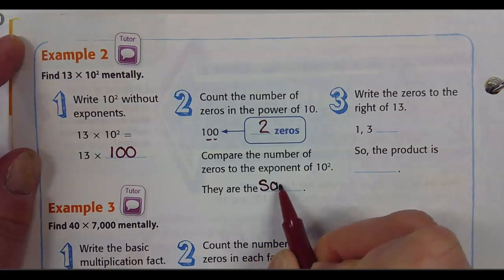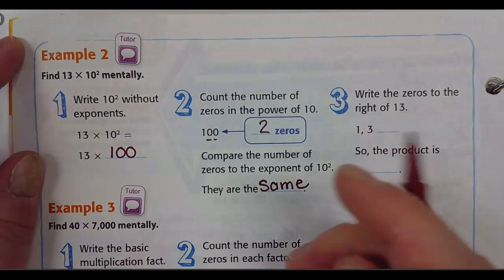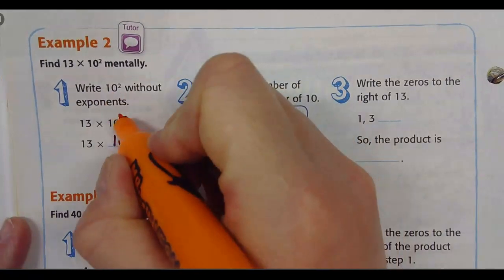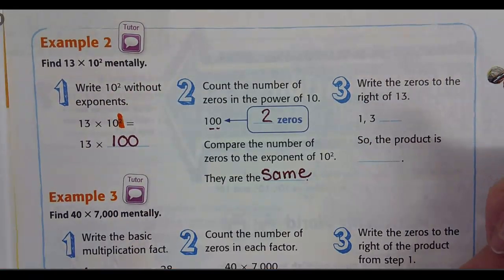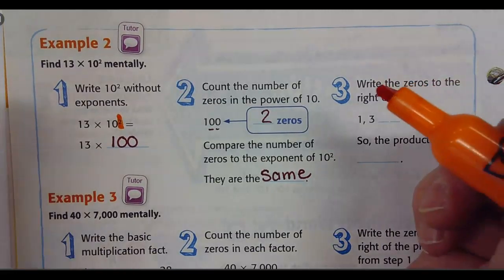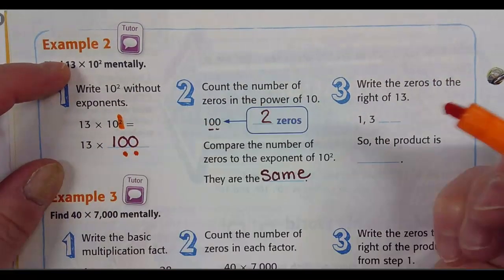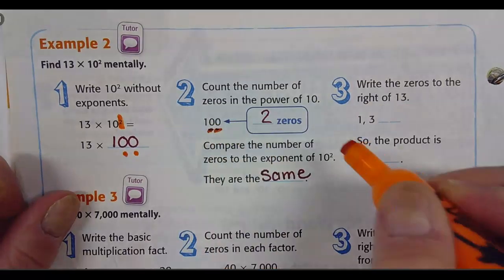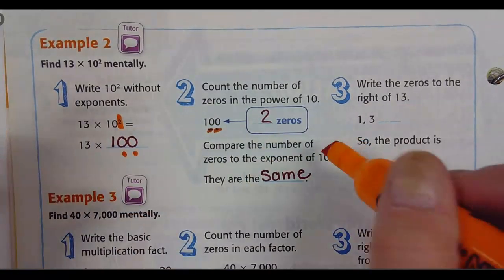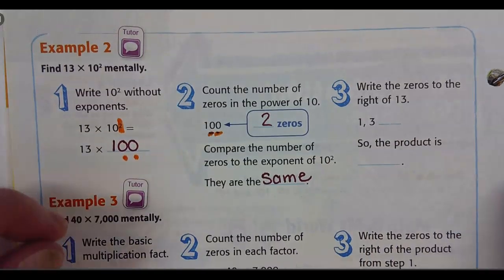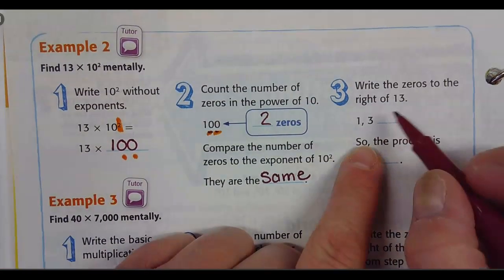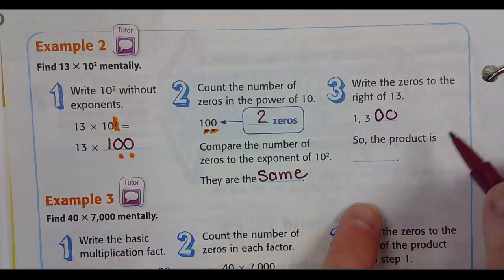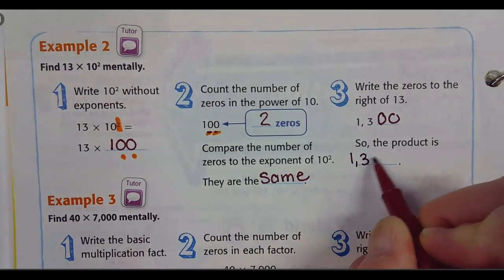Do you guys see what we did, or you didn't see what we did? So look, my number here. There's two right there, right? Can you still see the two through my... Not really. All right, sorry. So there's two zeros here. Two and two are the same. See, look, two zeros there, the square, so they're the same. Write the zeros to the right of the 13. So how many zeros do I have to add? Two zeros. So the product is 1,300.